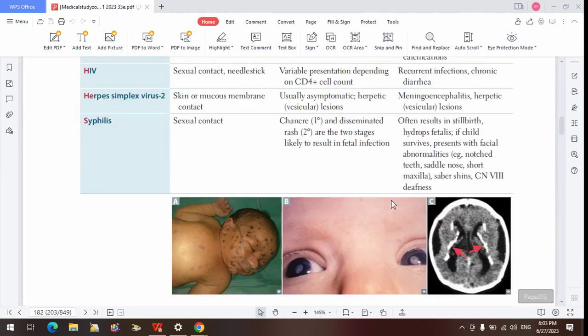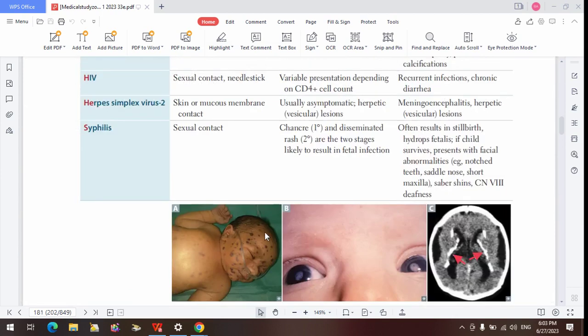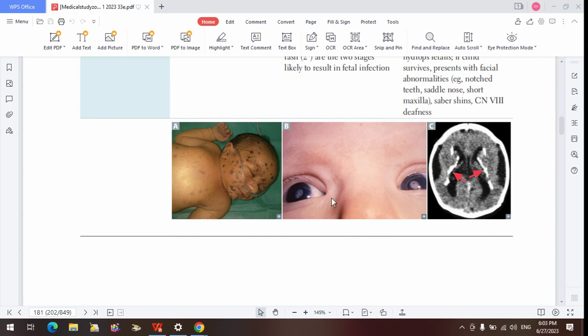So look at the rubella again here. This is the rubella. This is a blueberry muffin. Look at this. This is likely to be what? Anybody? This image B. Congenital... Hello? Anybody?